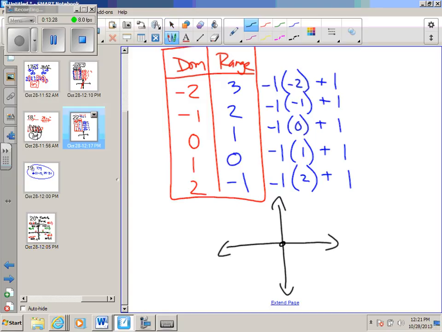You know what? Get above 3. So 1, 2, 3, 1, 2, 3, 1, 2, 3. So negative 2, 3. Negative 1, 2, 0, 1, 1, 0, 2, negative 1. All lines up this way. And we should have the y equals negative x plus 1. Did it flip-flop? Did you have them? Yeah.